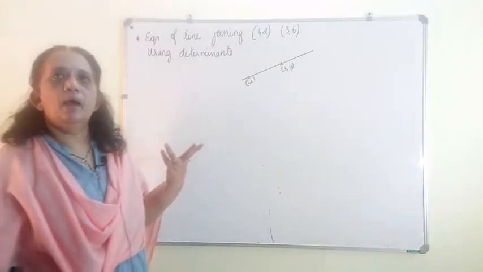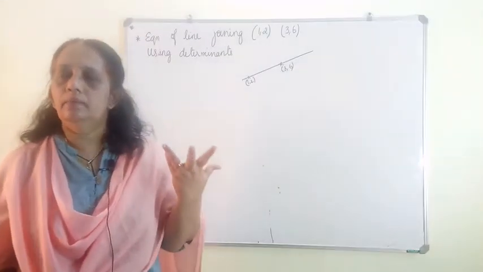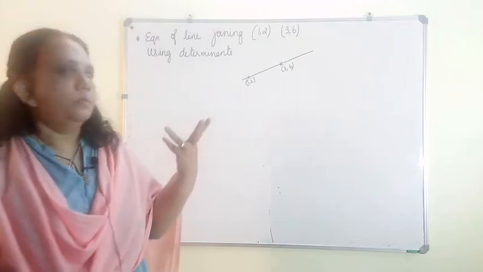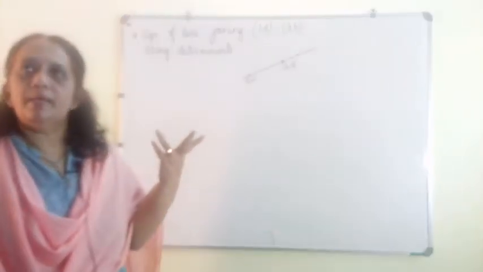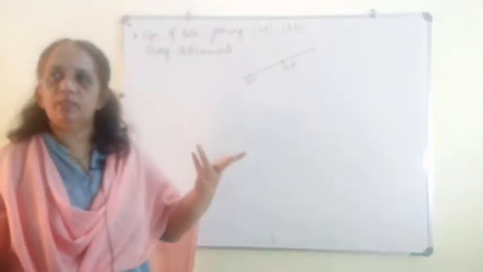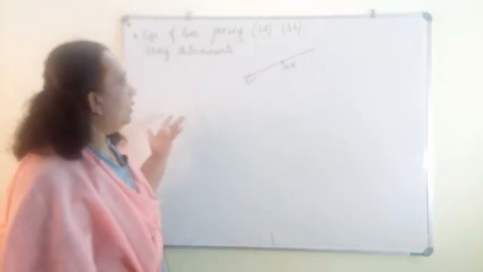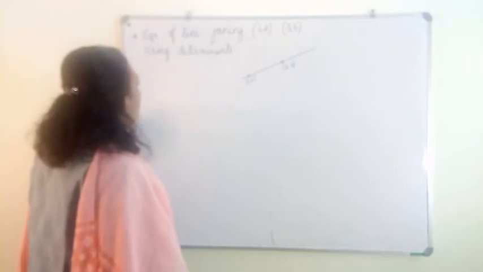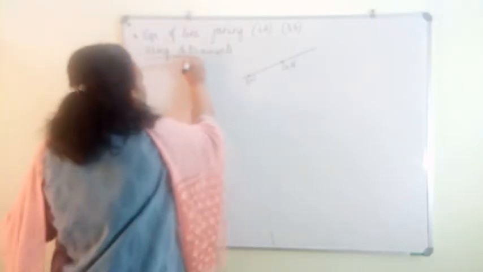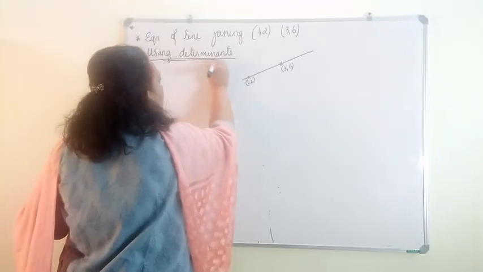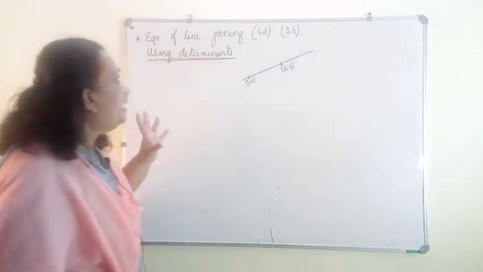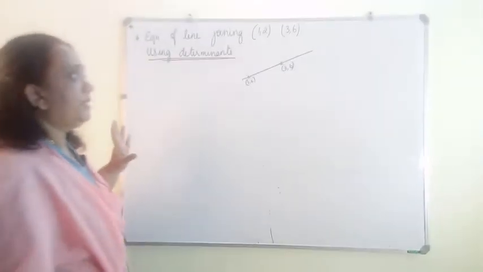Last year you have studied how to get the equation of the line. When 2 points are given, y minus y1 is equal to y2 minus y1 by x2 minus x1 into x minus x1. So, in the same way, you have to get the equation of the line. They specially specified it, making use of the determinants.